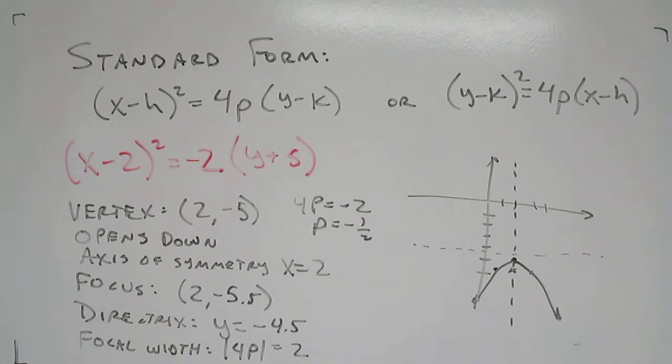Please remember, whenever you do these, the axis of symmetry and the directrix are always lines. So you need either x equals or y equals. The vertex and the focus are always points. So you need an x coordinate and a y coordinate. The direction of opening, well, that's either up, down, left, or right. And the focal width is always going to be a value. So we'll do another example of one that opens left or right in just a moment.